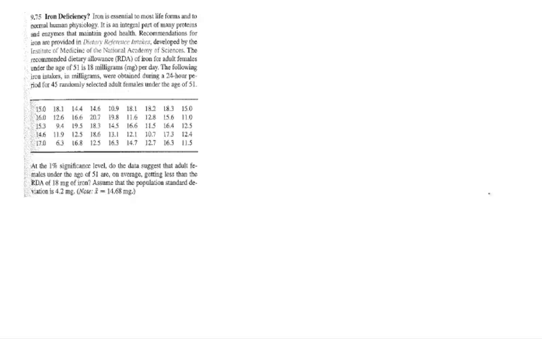per day. The following iron intakes in milligrams were obtained during a 24-hour period for 45 randomly selected adult females under 51. And then, at the 1% significance level, does the data suggest that adult females under the age of 51 are, on average, getting less than the RDA of 18 milligrams of iron? Assume that the population standard deviation is 4.2 milligrams, and it says note x bar is equal to 14.68. So they've calculated x bar for us, so we don't have to do that.